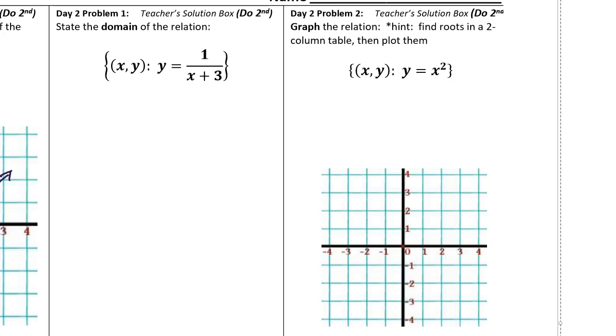Here are the answers for day 2, problem 1. State the domain of the relation. Domain refers to numbers that could be inputted for x. So let's look to see where the x is located. Here it is. It's in the denominator.